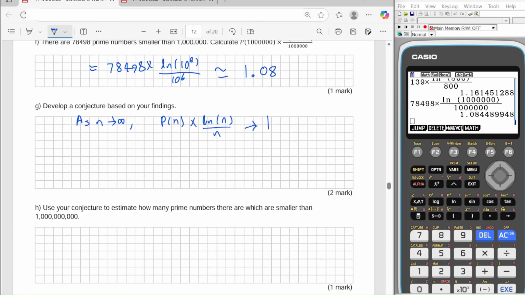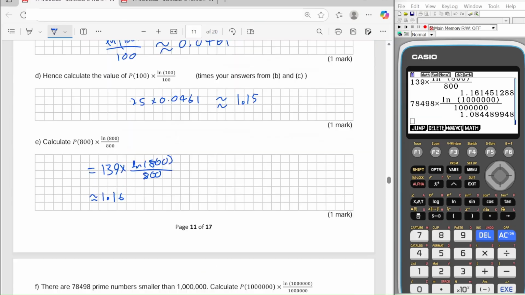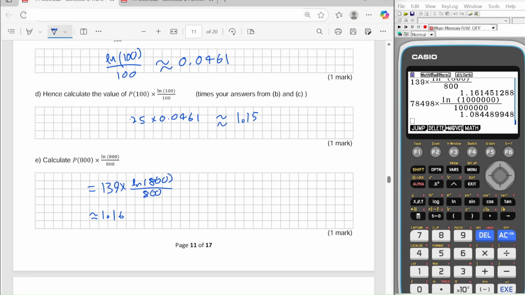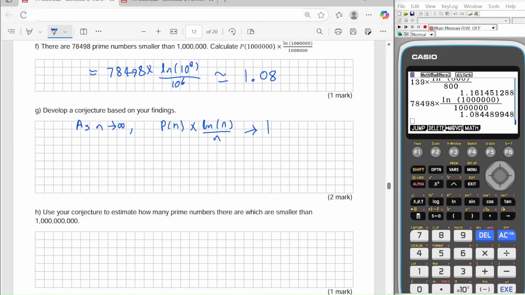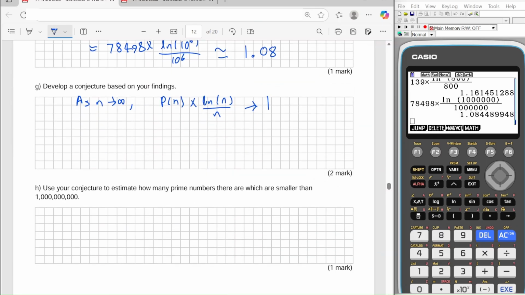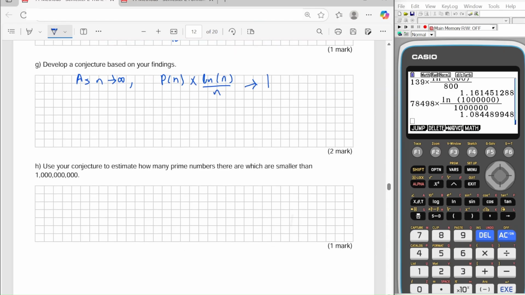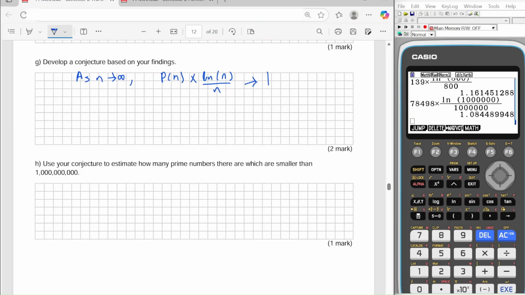All right. So you can hopefully see that ratio. It starts off at about 1.15, 1.16, eventually gets closer to 1.08. I can tell you this conjecture is actually true. It's called the prime number theorem. And you can use it to approximate how many prime numbers there are in a given range, to estimate how many prime numbers are smaller than that number.